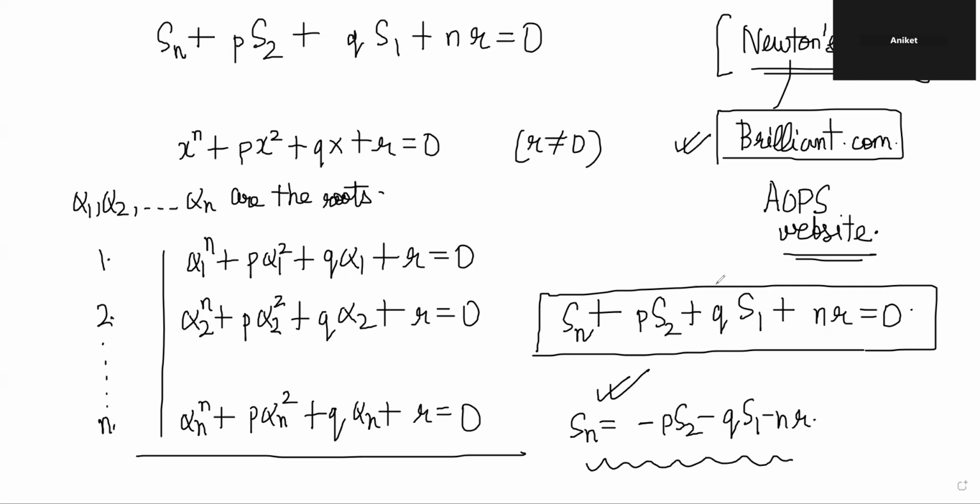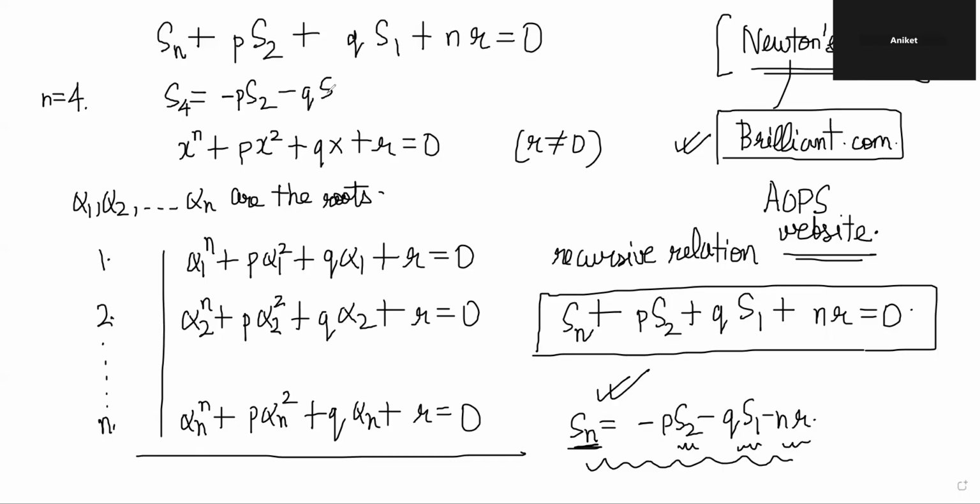So this is a recursive relation. Recursive in the sense that it gives you higher Sn in terms of lower Sn. So basically, if I need n equal to 4, for example, I can say S4 is equal to minus P S2 minus Q S1 minus 4R. And I already know S2 is 0 and S1 is 0.